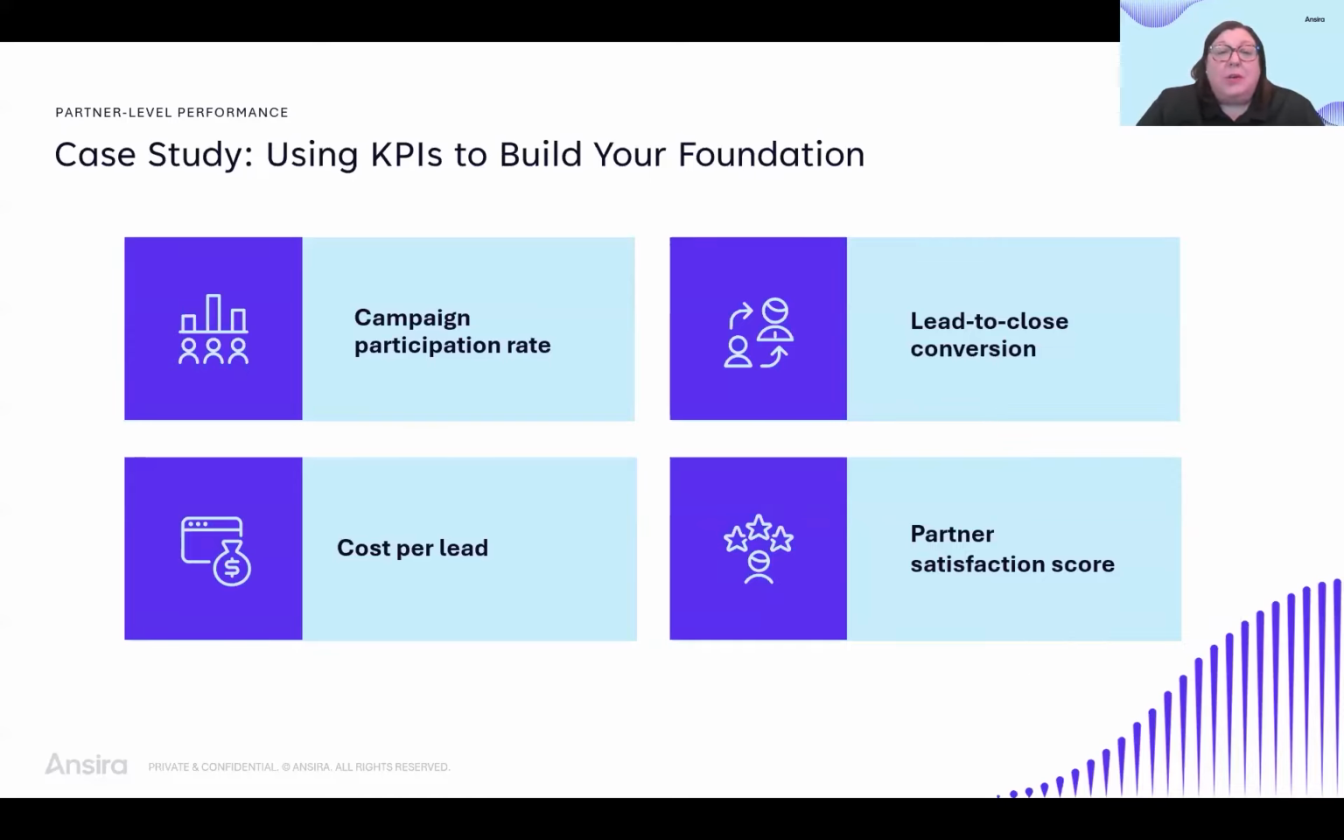The second metric they used was the cost per lead. What they were able to do here was measure the marketing efficiency across the tactics and the markets. The third one you'll see on this slide was the lead to close conversion, so they could understand how it ties the marketing efforts to the true revenue impact and not just the top of funnel activity. And the last one is they developed a consistent way to track and monitor their partner satisfaction scores.